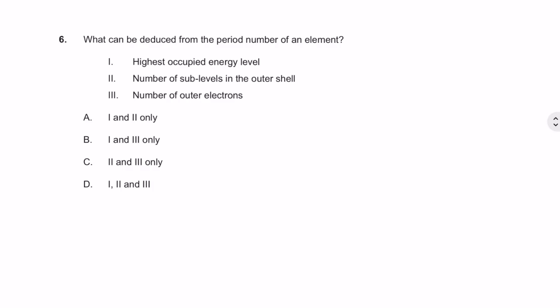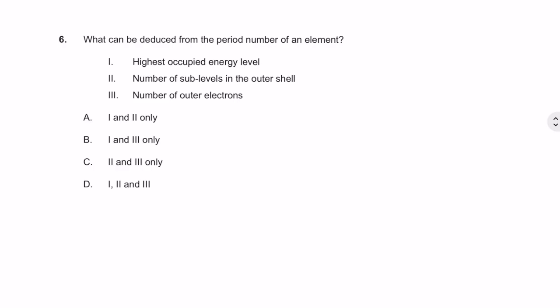So if you were doing this in an exam, I would suggest that you try to eliminate it as quickly as possible, so that you can get your answer quickly. And for this one, you should know that the number of outer electrons, which is option 3, is determined by the group number instead of the periodic number. So the periodic number is the number that goes down on the left, whereas the group number is the number that counts from left to right.